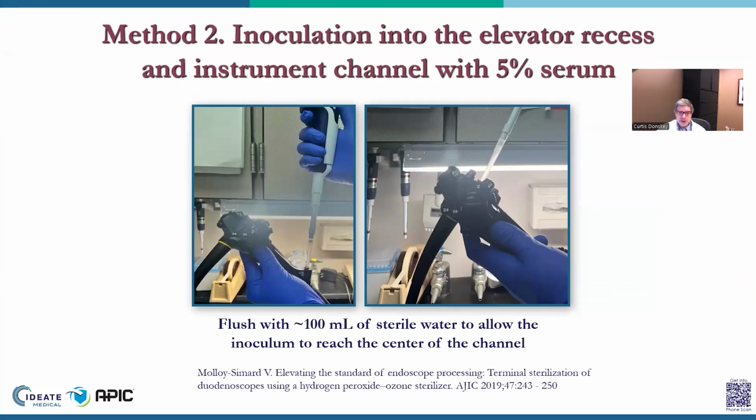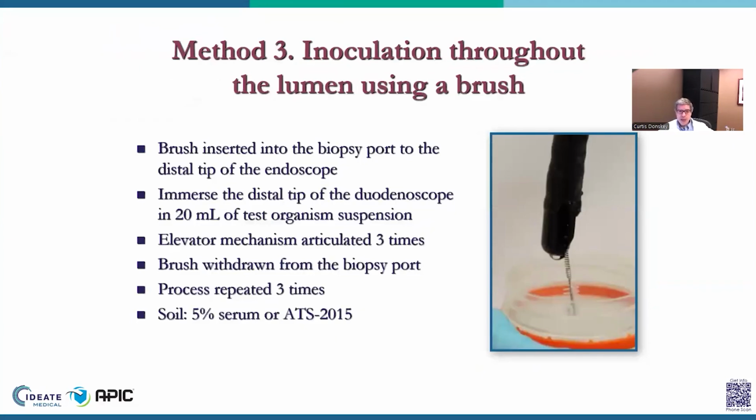Method 2, we followed a method that has previously been published, where we inoculated the elevator recess with organisms and then the instrument channel as well, with an included 5% serum. The organisms were then flushed with 100 milliliters of sterile water to allow the inoculum to reach the center of the channel, and again allowed to dry.